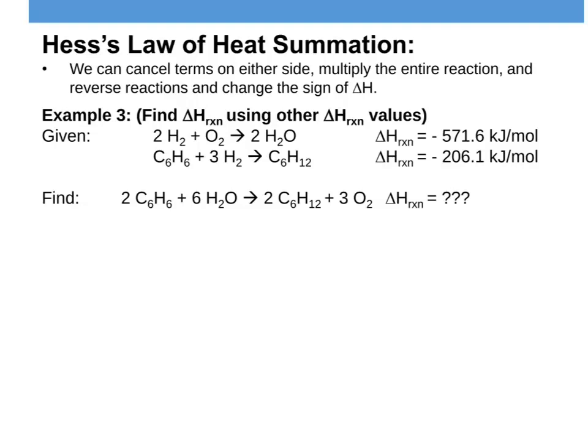Okie doke. So I'm going to rewrite. Well, I don't even have to rewrite these. If I look at this, I'm trying to get everything to look like it does here. Water, I see in this first equation, is a product, but I don't want it as a product. I need it as a reactant. So I'm going to take my water and I need to flip it and multiply it by 3 because I need 6 waters, not just 2. So I'm going to flip, and I'm going to multiply everything by 3 so that I get 6 waters.